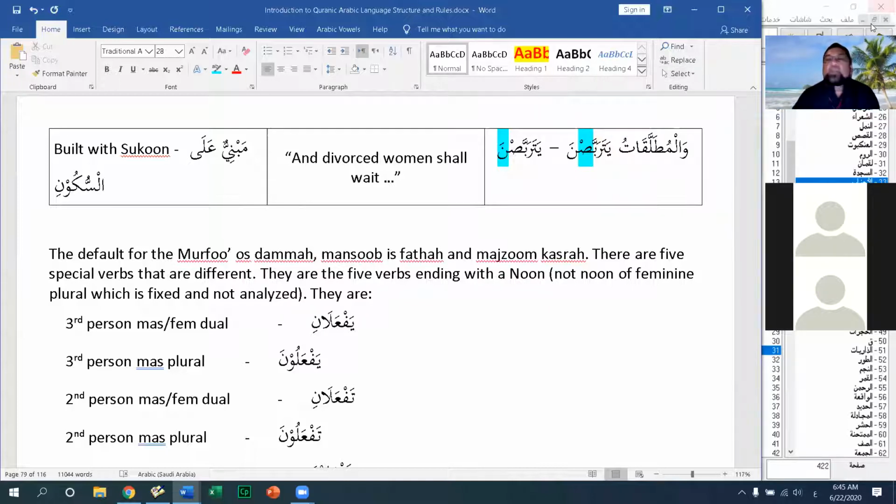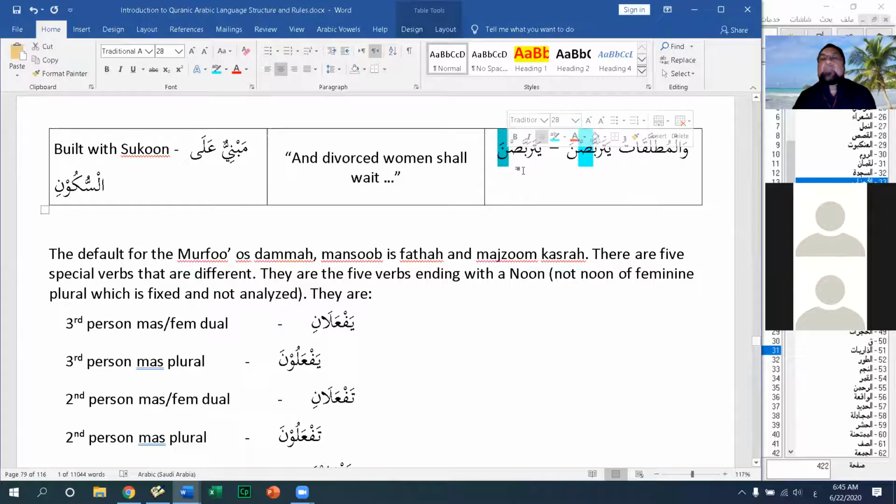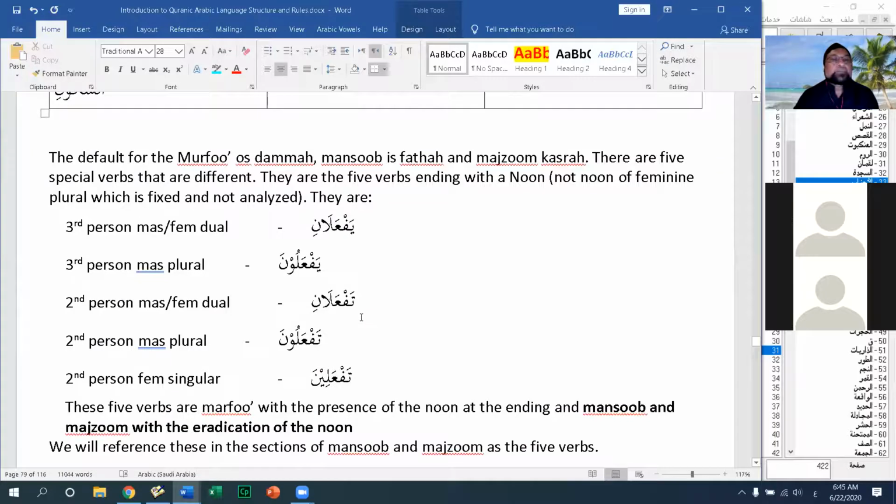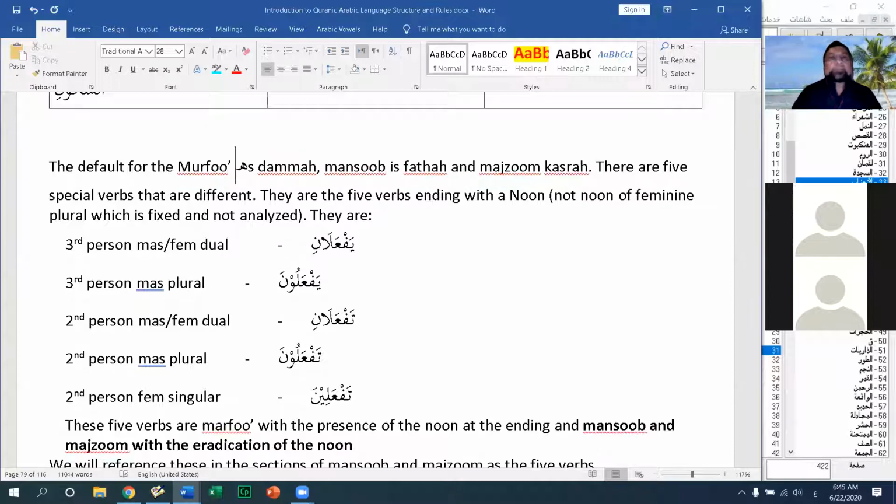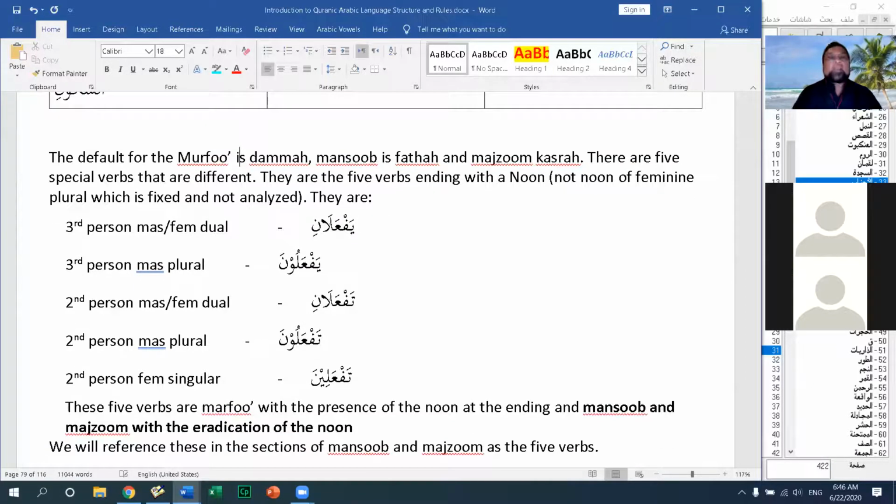Nobody's going to argue with you, really. And I normally go with my opinion, and that's the way I always analyze it. It's mabni ala al-fatha because I see this noon as being part of the verb. It's not independent of the verb. The default for the marfu is dhamma. Mansub, fatha, majzoom, sukun.